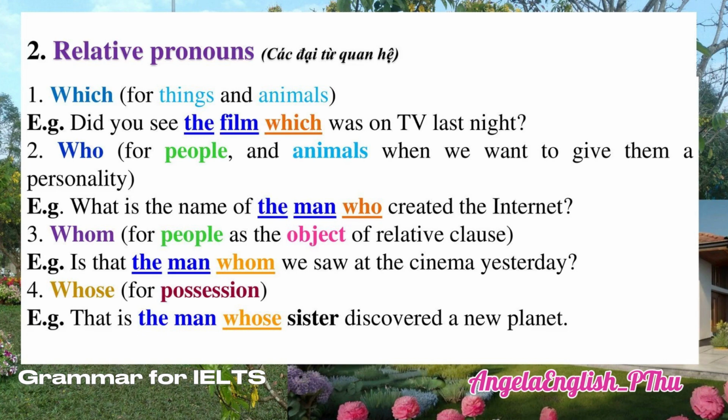3. Whom, for people as the object of the relative clause. For example, is that the man whom we saw at the cinema yesterday? 4. Whose, for possession. For example, that is the man whose sister discovered a new planet.